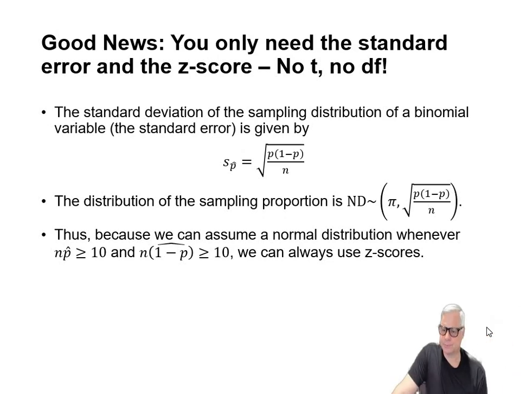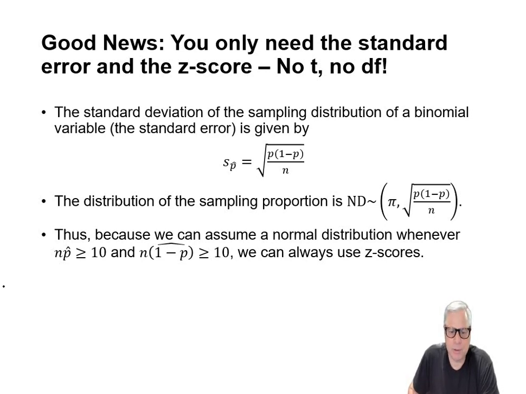Okay, so again, the good news is that when you construct a confidence interval for the population proportion, you only need the standard error and the z-score. You don't have to worry about t or the degrees of freedom.